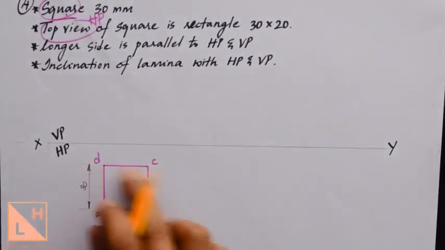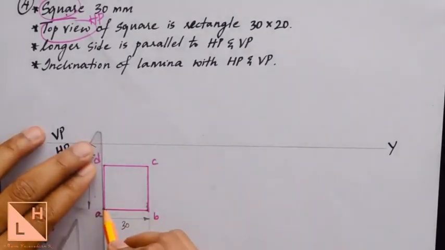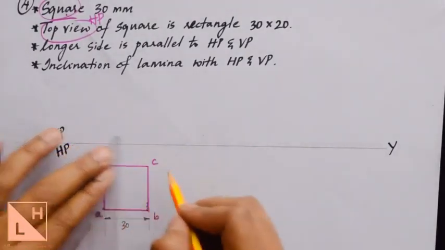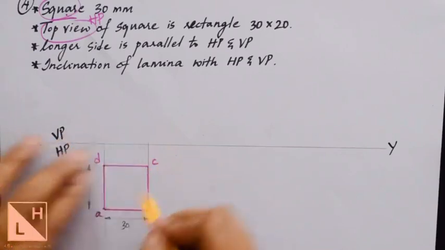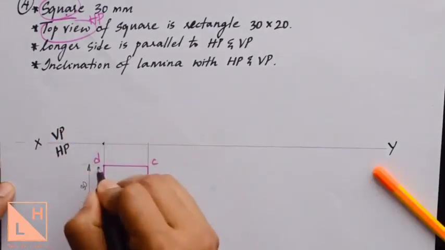Now the plane is looking like plane in HP. It will look like a line in the front view. You can get it by drawing projection lines from all the corners. So first point will be A, next will be D.